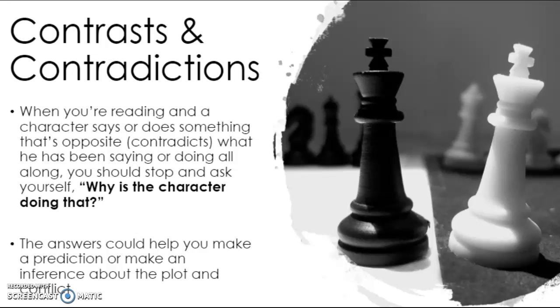Next, we have contrasts and contradictions. When you are reading and a character says or does something that's the opposite, so it contradicts what he or she has been saying or doing all along, readers should stop and ask themselves, why is the character doing that? Again, the answers can help you make a prediction or make an inference about the plot and the conflict.